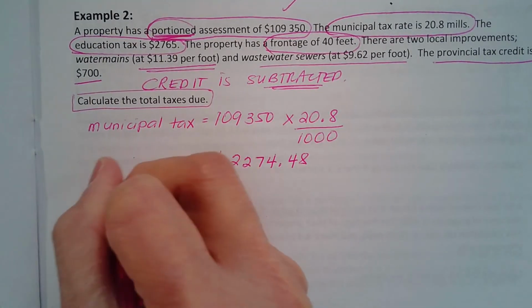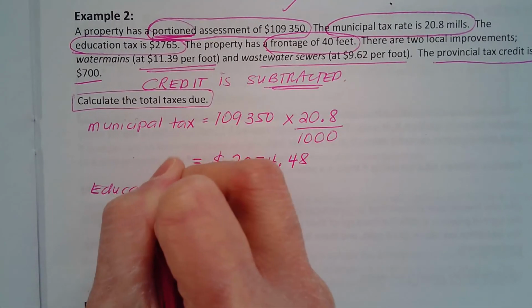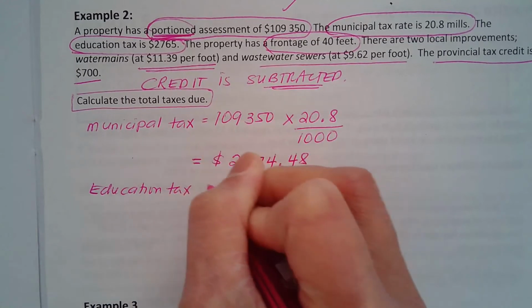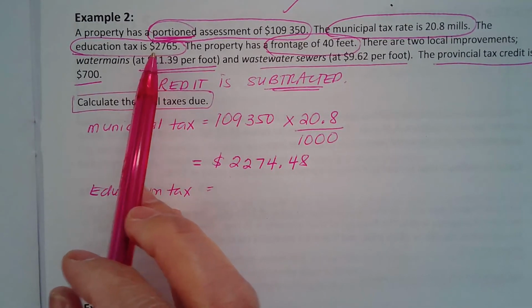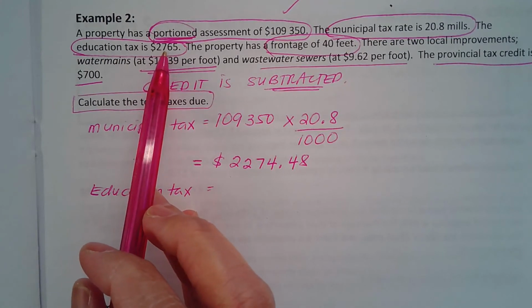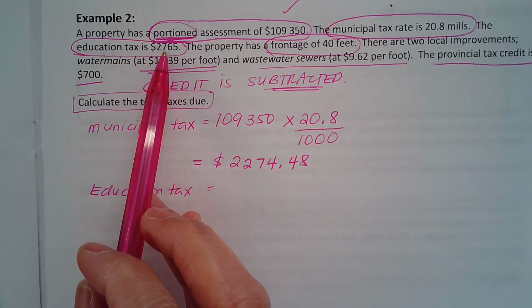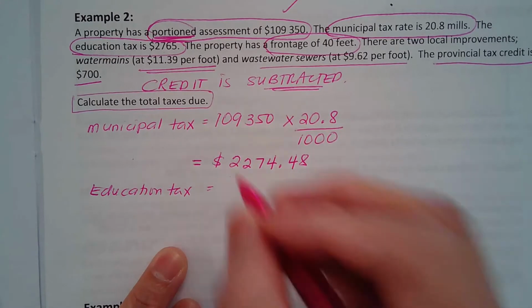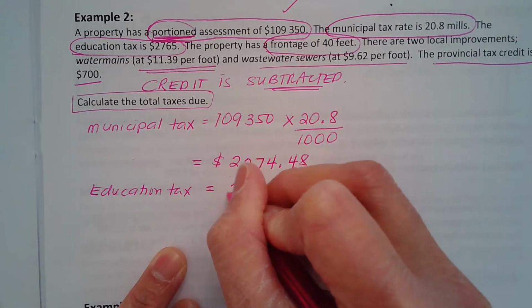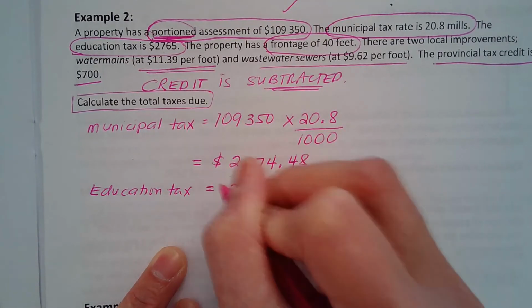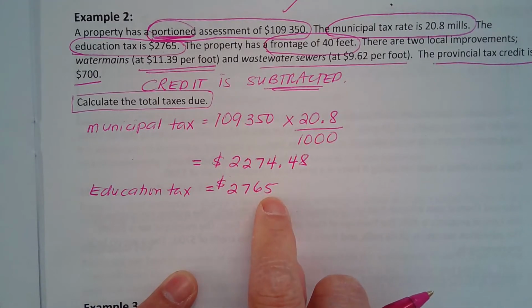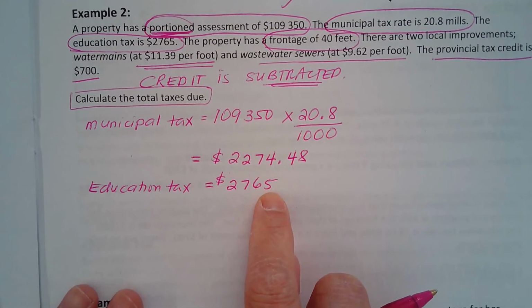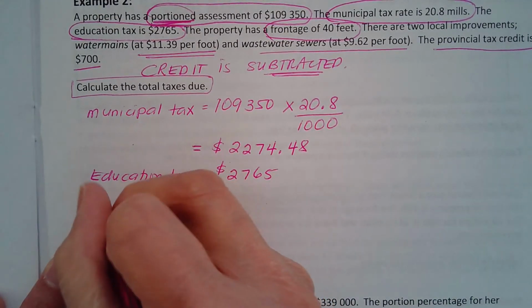Education tax. It looks like we don't have to calculate it because this one here says this is the amount. No calculation involved. So we're just going to say it's $2,765. I'm going to write it there, with a dollar sign so that I don't forget about it. Now, the next thing that we're going to do is local improvement.